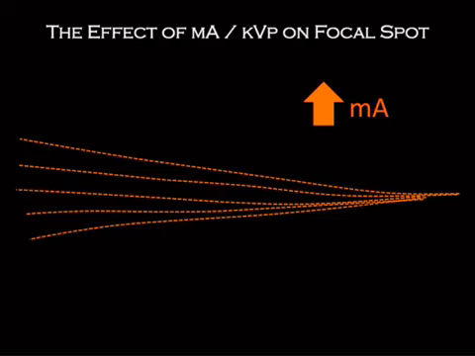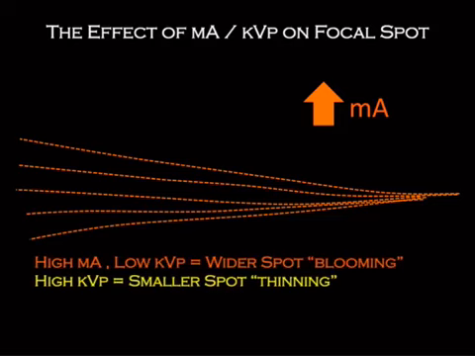So high mA, low kV creates this blooming phenomenon, and a high kV will actually decrease it. Sometimes it's called thinning of the focal spot. All right.